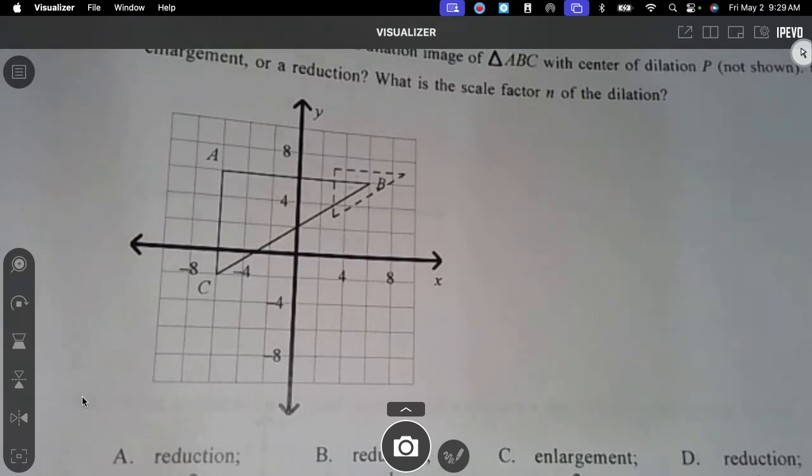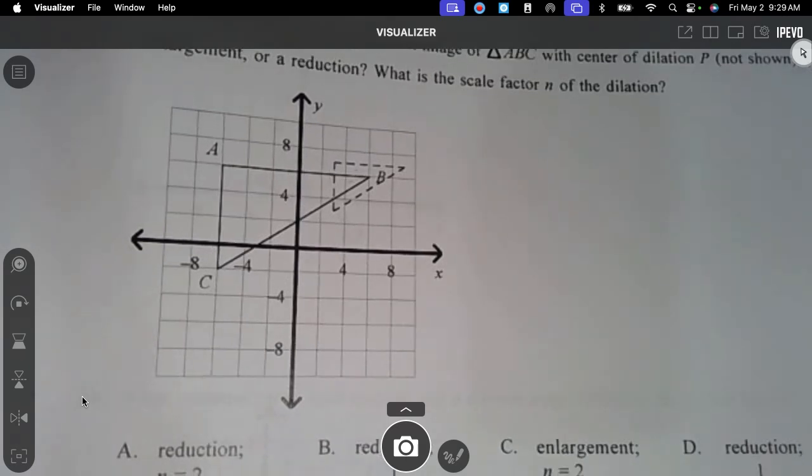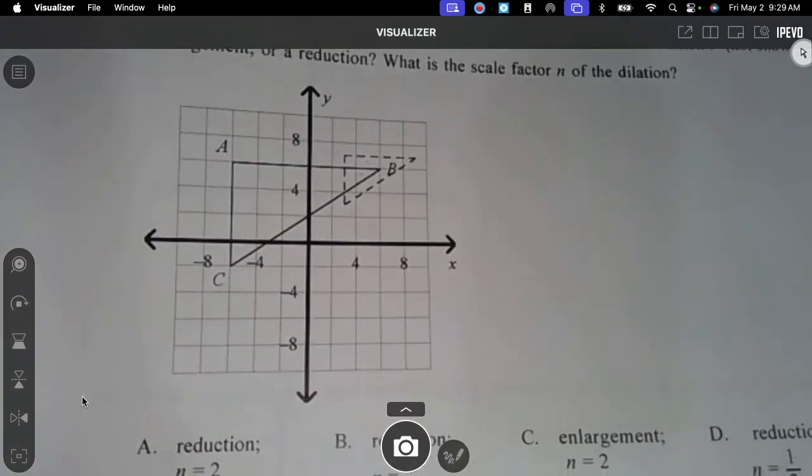So the one in the bold is like the regular image? Yes, and the dotted line is your new image. What did you get for our answer? This one is 1/2. D. 25 is D. I keep making sure on these. Okay.